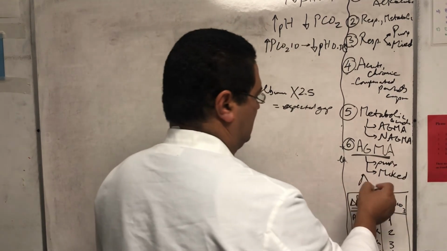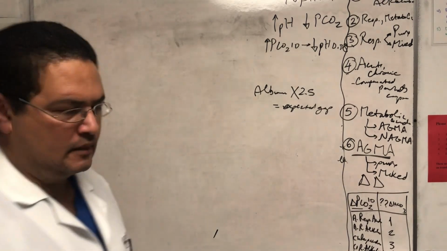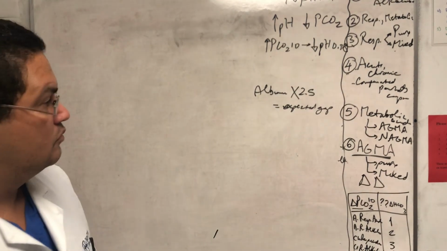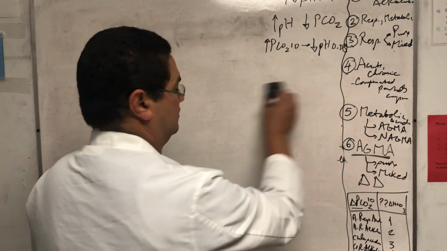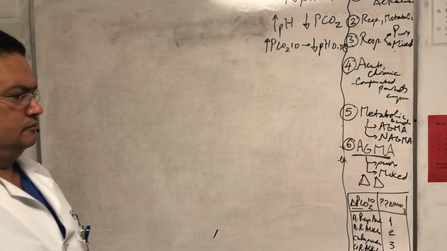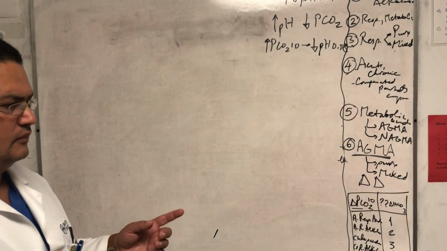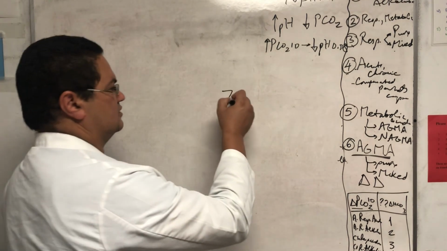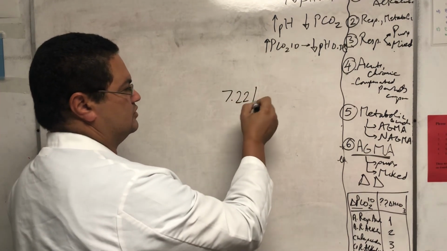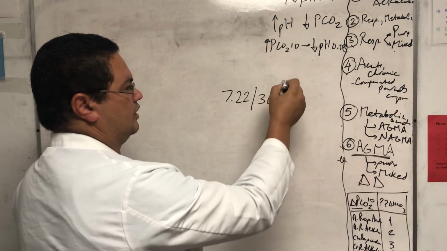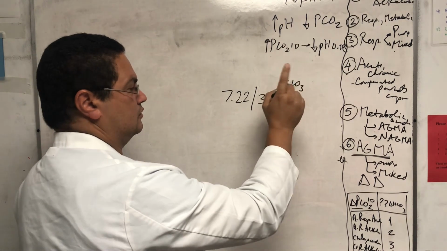And that's where we do the delta. That's the last step, right? So let's talk about that. So basically, we have a patient with this 7.22, PCO2 of 30, bicarb of.